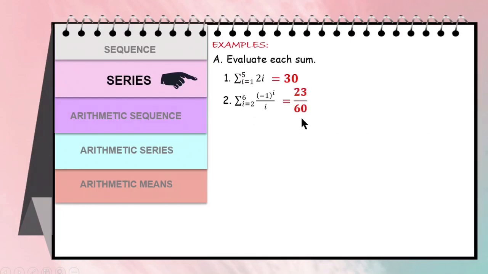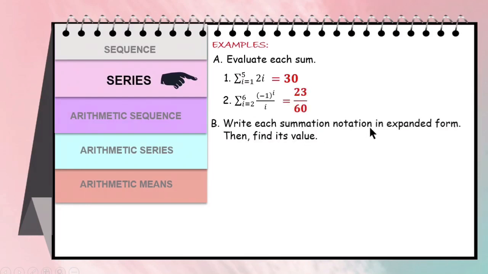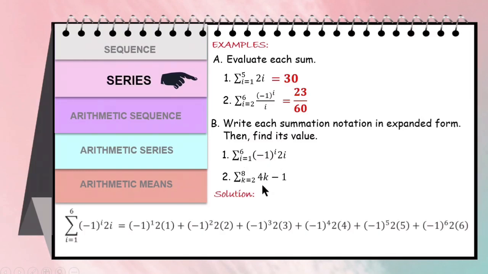And this is equal to 23 over 60. Another example. Write each summation notation in expanded form, then find its value. Same process, determine first the lower and upper limit, then simplify. Number 1, the lower limit is 1 and the upper limit is 6. So we replace i with 1 up to 6, then find its sum.